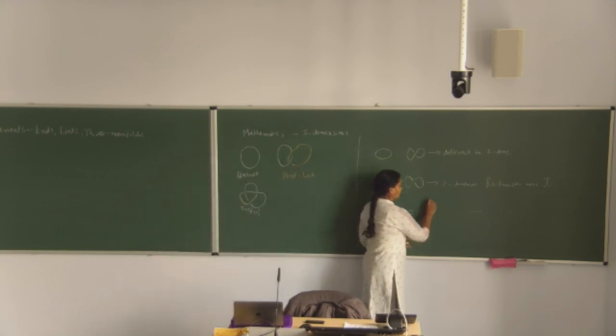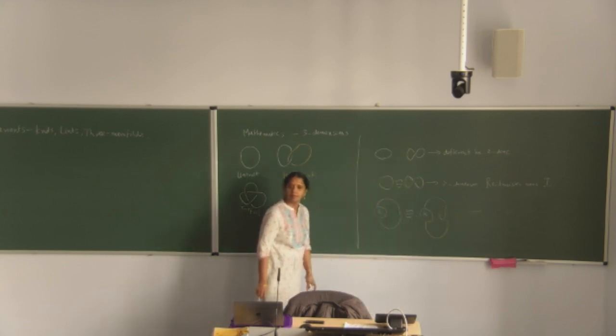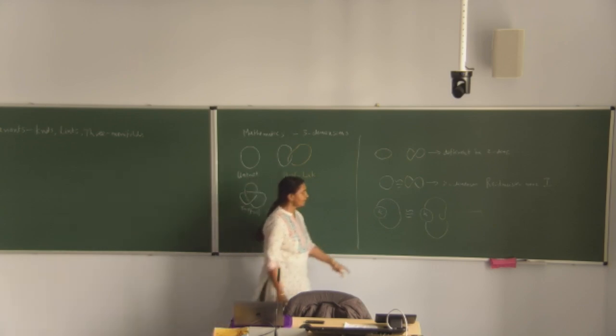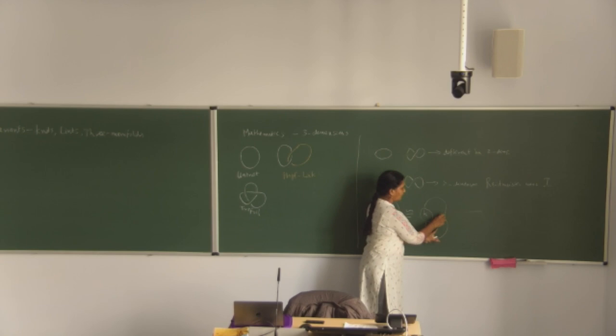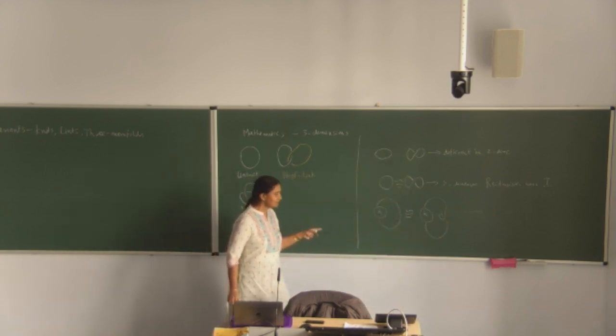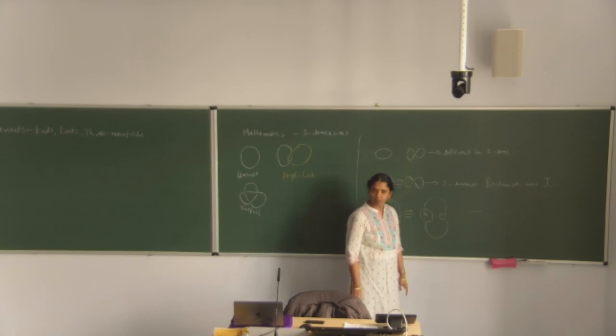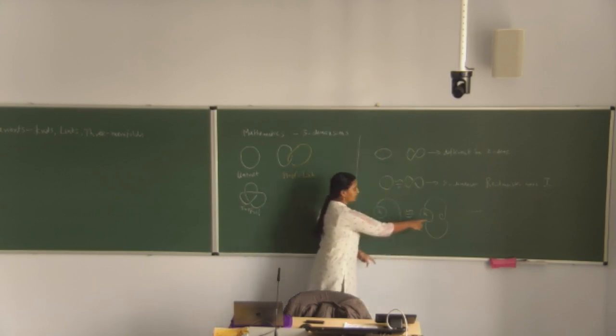And here, if I add an additional twist, I can always remove this additional twist. Okay, this twist can be done either as overcrossing or undercrossing. Both can be done. But you can see that this is equivalent to this in 3 dimensions. Okay.